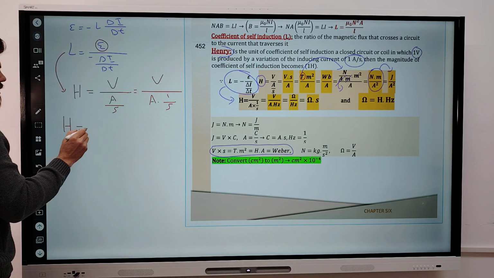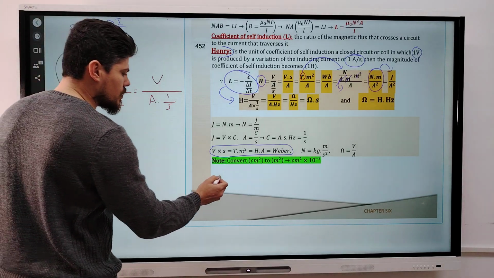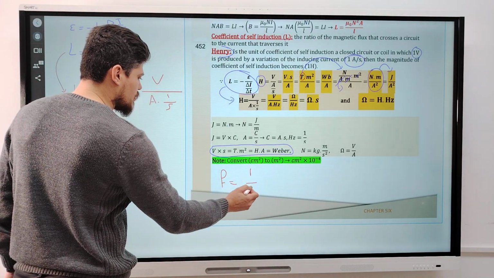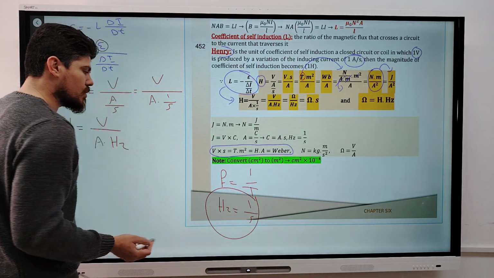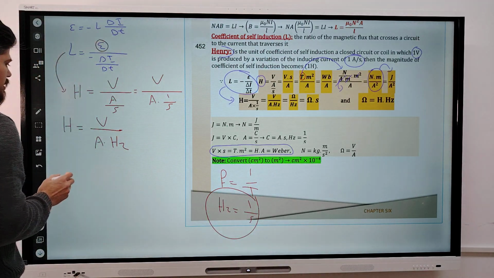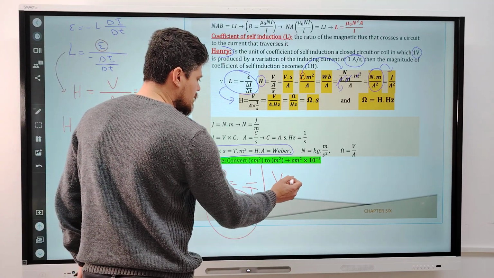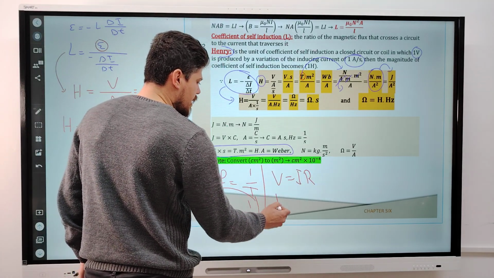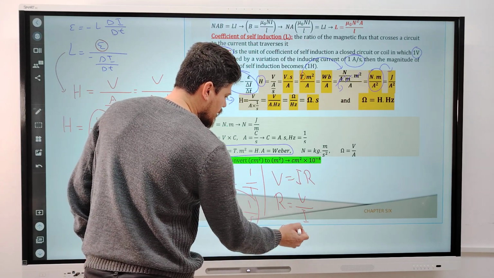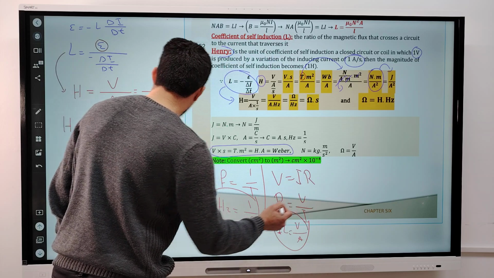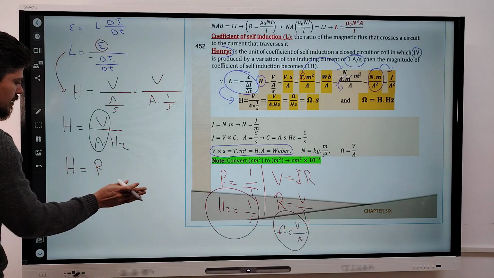Okay? Bring down the Henry. Volt over ampere times 1 over second. Is 1 over second equal to hertz? Yes, why? Because frequency is equal to 1 over period. Okay? Frequency hertz, period second. 1 over second is equal to hertz. And V over A is equal to what? According to Ohm's law, V is equal to what? IR. Okay? R is equal to what? V over I. R is measured in what? Ohm. Volt, volt. I, ampere. So V over A is equal to what? Is equal to R.